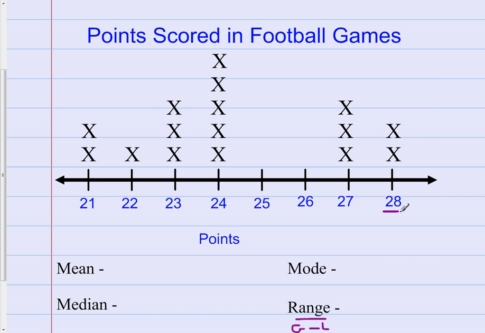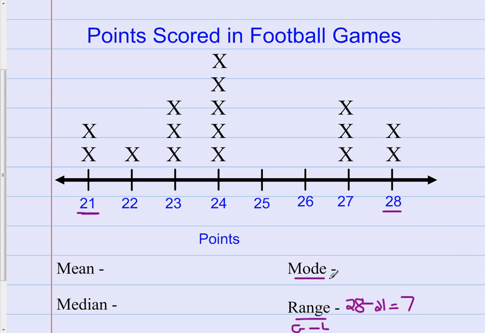Well, 28 is our highest, 21 is our lowest in the data. We can see that right from the line plot itself. So 28 minus 21 is 7. So our range is 7.